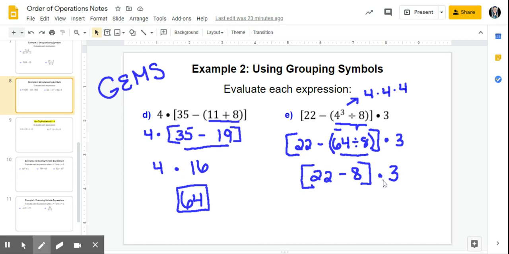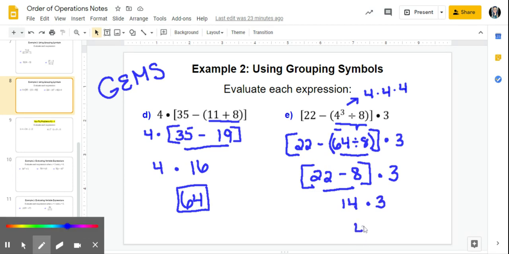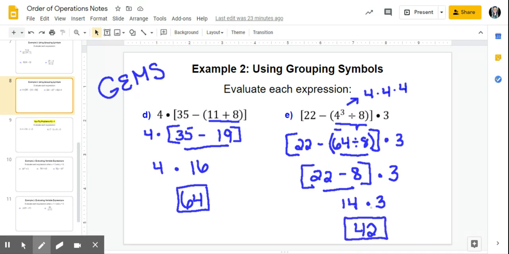Next thing we're going to take care of is the brackets. So 22 minus 8 just gives me 14. Drop down that times 3, and then 14 times 3 gives me 42. Still with me? I'm going to clear my screen, and then you're going to help me do 2 more problems.